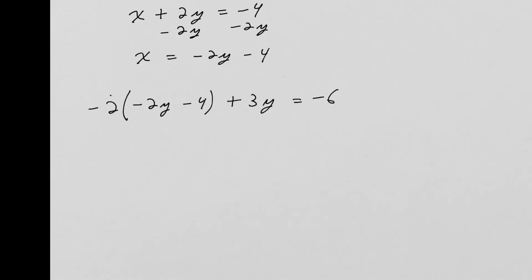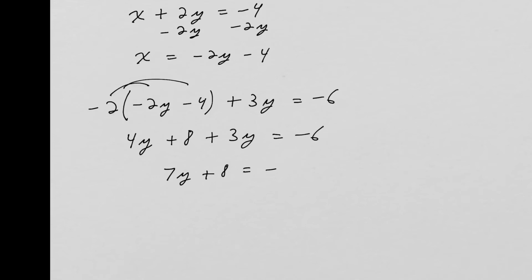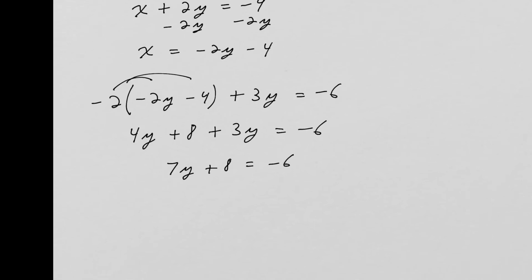So I will multiply and distribute in at negative 2. So I have 4y, right? Negative 2 times negative 2 is positive 4y. Negative 2 times negative 4 is plus 8. Plus 3y is equal to negative 6. Combine like terms. Well, 4y plus 3y is 7y. Plus 8 is equal to negative 6. And then if I subtract 8 from both sides, I'm going to get 7y is equal to negative 14. And then finally, if I divide by 7, right, I get y is equal to negative 2.